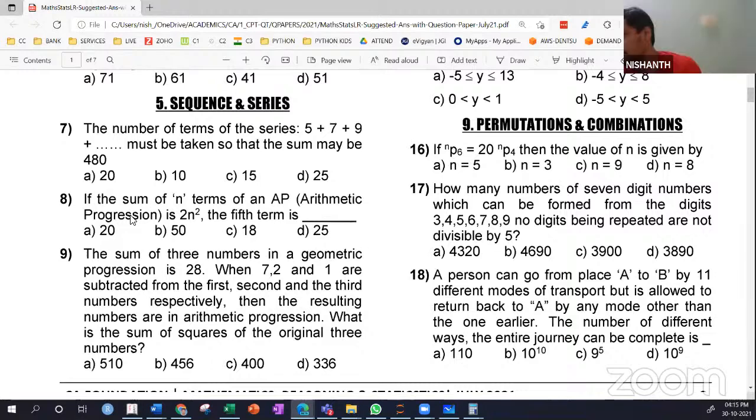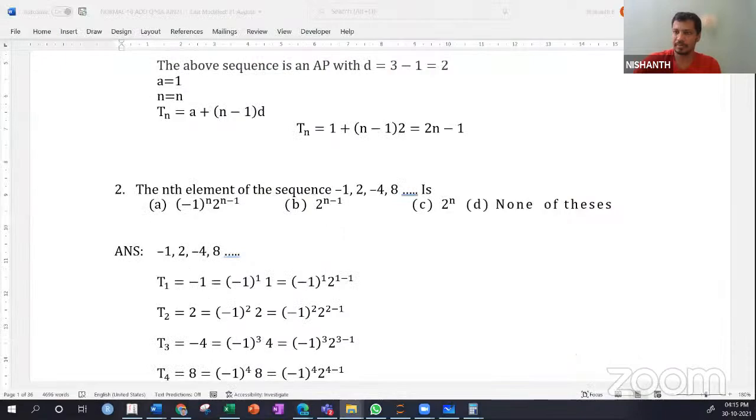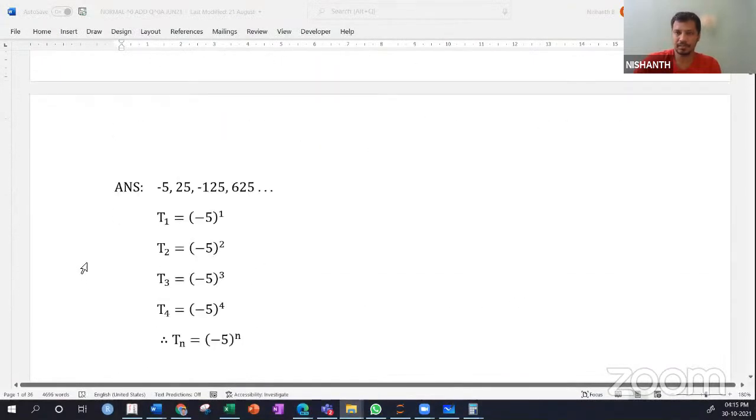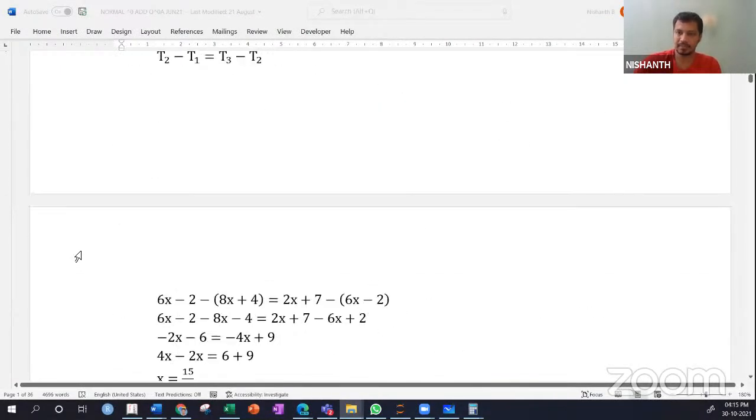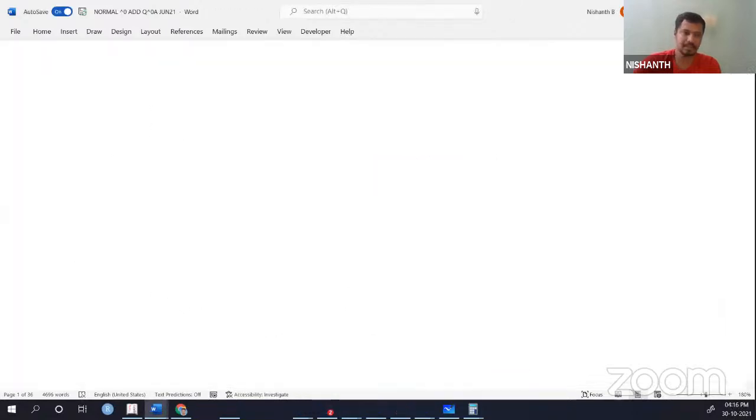Okay. So this is good. In sequence and series also, you will not have much issues there. You can solve the problem. Just identify whether it is a CP or a GP and you'll be able to solve. I don't think you'll have any challenges here.